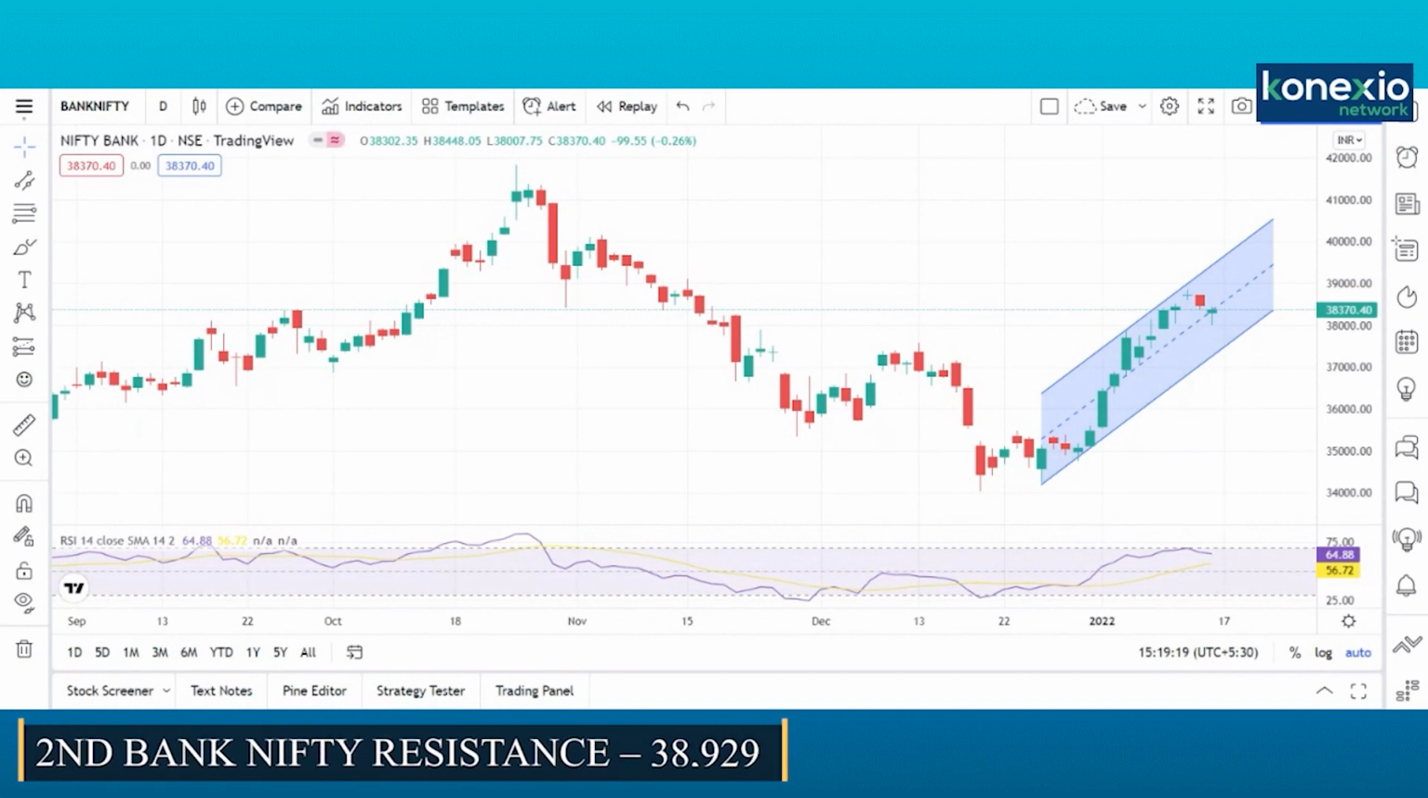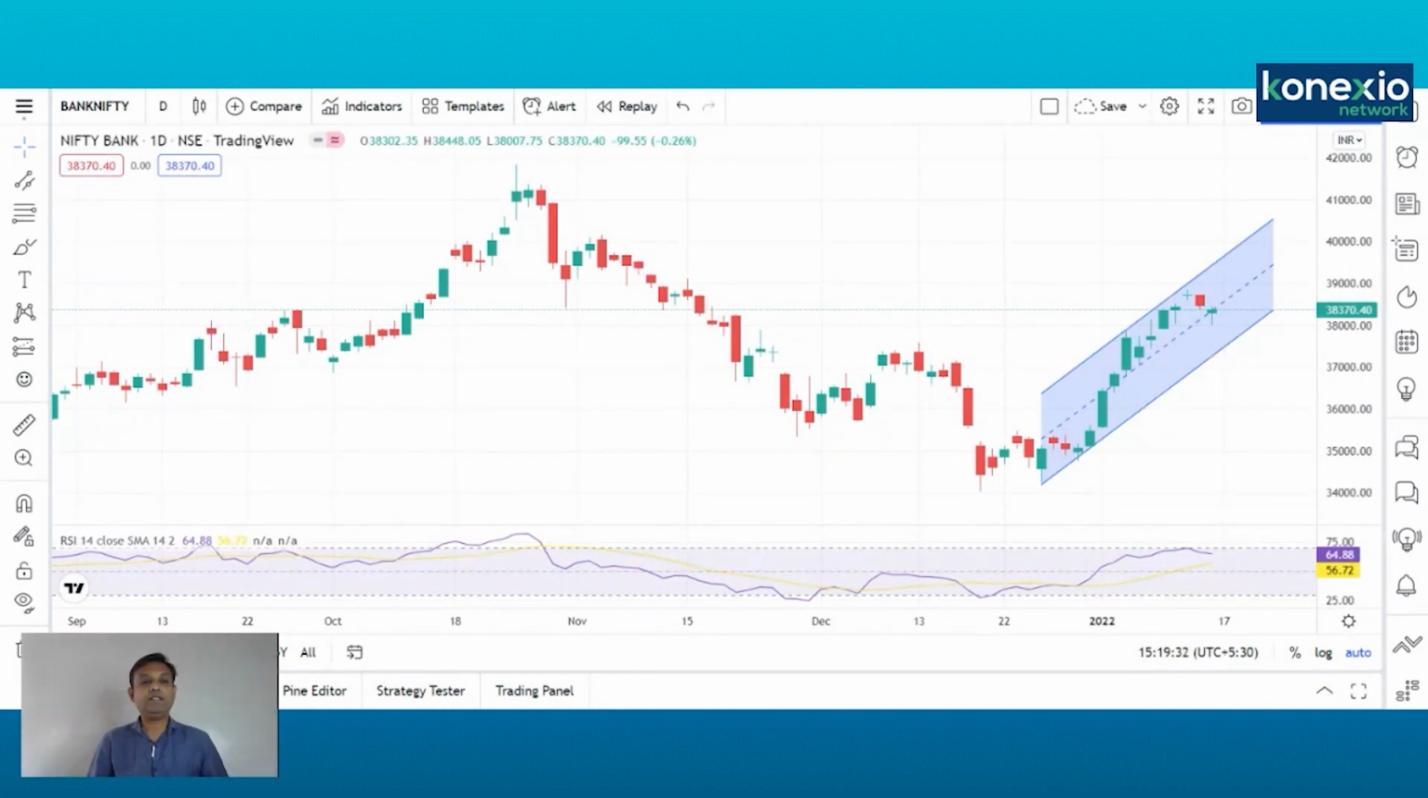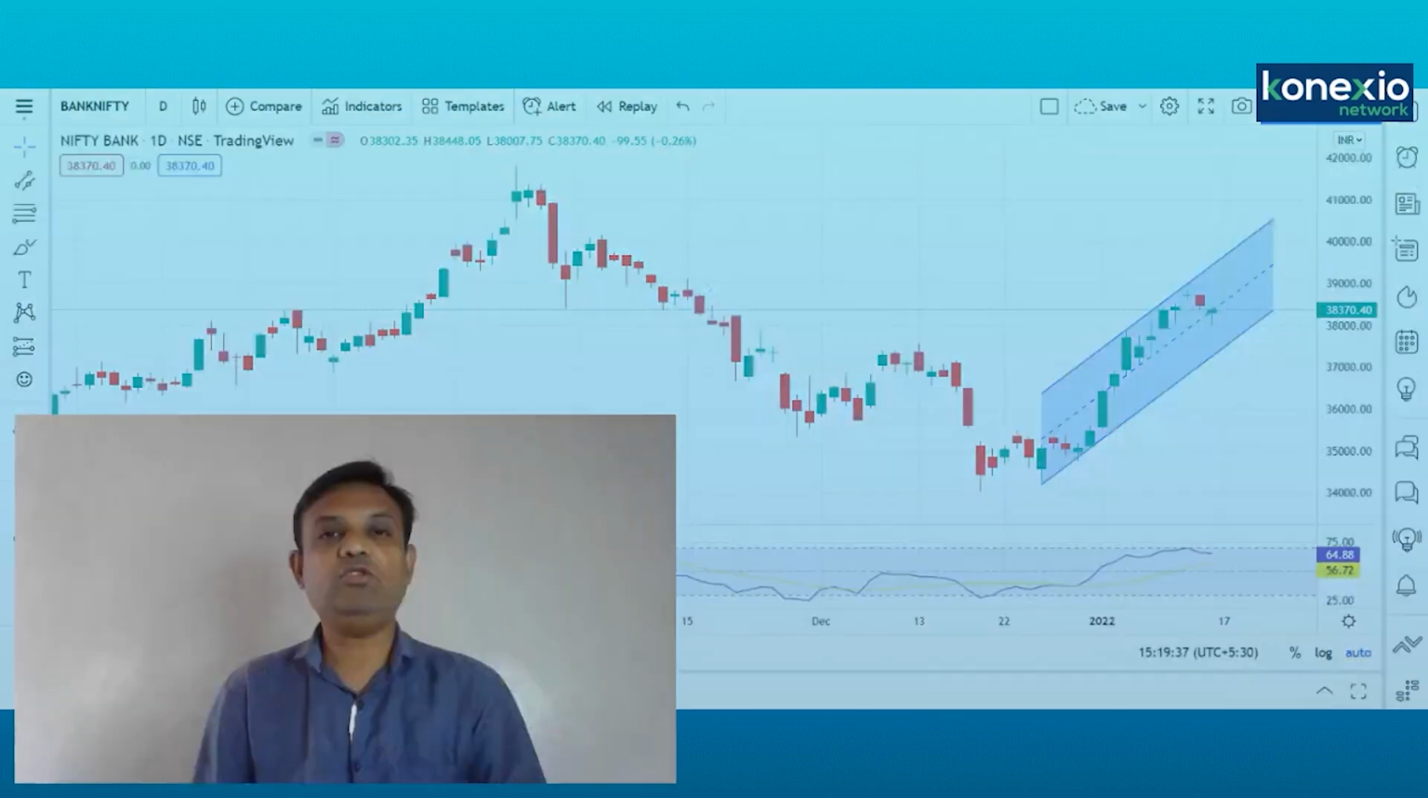Second resistance is placed at 38,929 and third resistance is placed at 39,368. So these are the important support and resistance levels in Bank Nifty. Traders are suggested to follow these levels and try to trade in the direction of the trend. And as I said, looking at the chart patterns, the trend is positive. Buy on dips should be the strategy.